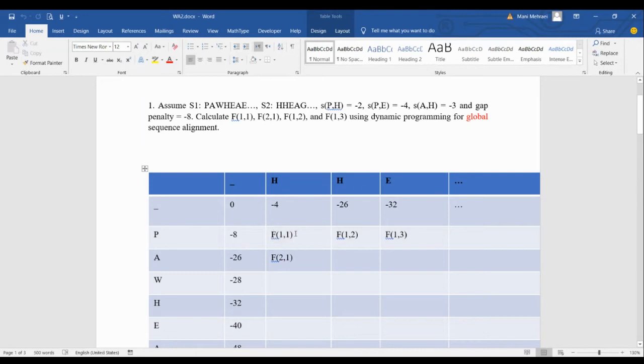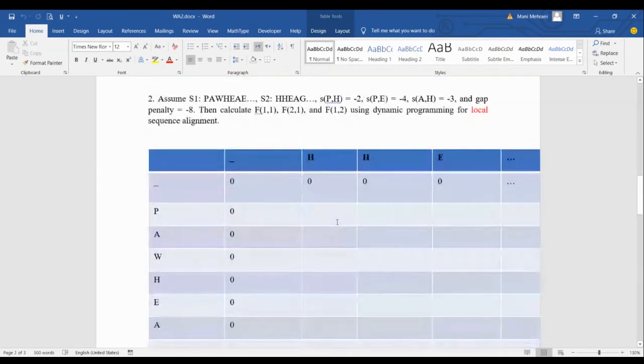So in order to find this value, I need to have the values on the neighborhood. It's 0, -4, -8, these 3 cells. You know that in the lecture we talked about it. And as you find this one, you can either find F21 or F12, whatever you prefer. Then you should complete the whole table using the method that we use for dynamic programming.